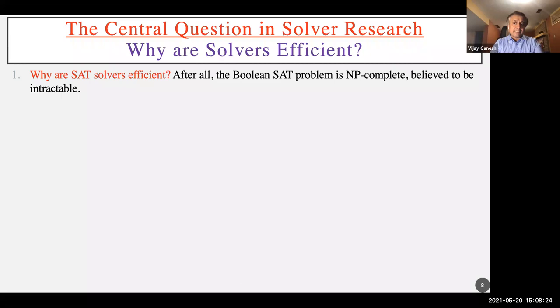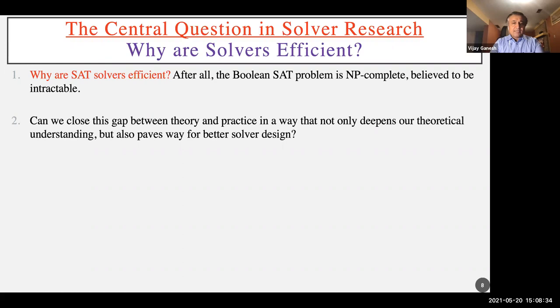That is, in the worst case, even the best algorithm will take exponential time to solve Boolean SAT instances. But we have developed these very efficient solvers in practice that can solve formulas with hundreds of millions of variables in them in a few minutes. So there seems to be a gap between theory and practice. The theory, the map, is not aligning with the territory, the practice. And we need to fill this gap somehow. We need to bridge this gap.